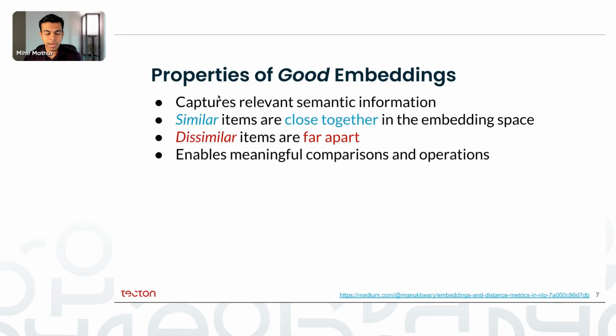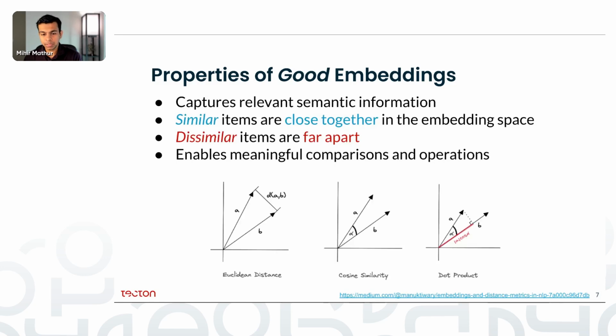And I want to expand a little bit on the last one. So what does it mean to compare and operate on embeddings? There are a few different similarity operations. You can look at the Euclidean distance, which would just be the straight line distance between two different points in the vector space. You could look at the cosine similarity, which is the relative angle of the two different embeddings. And you can look at the dot product of the two different vectors. So these are some of the common metrics that people use for comparing different embeddings.